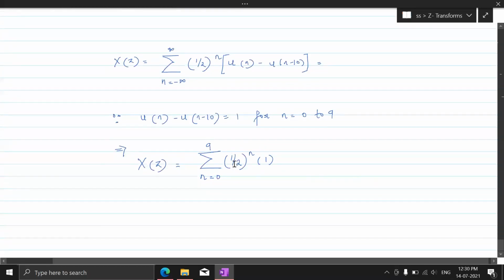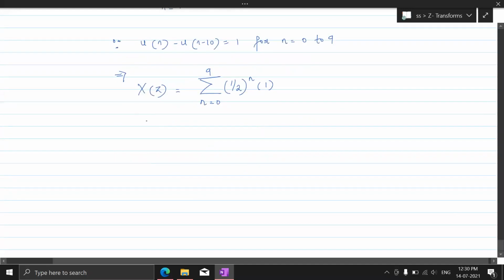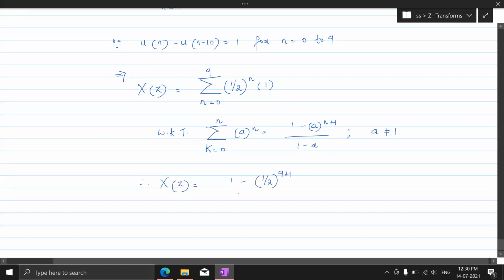Now this is a finite sequence and this is less than 1. So this is a standard finite sequence. Okay. So again, we know that summation k ranging from 0 to n of a to the power n is actually 1 minus a to the power n plus 1 divided by 1 minus a, for a not equal to 1. So a is not equal to 1, it's half. Therefore, x of z would be 1 minus half to the power 9 plus 1, that's 10, divided by 1 minus half.